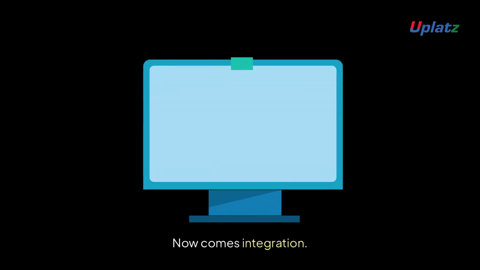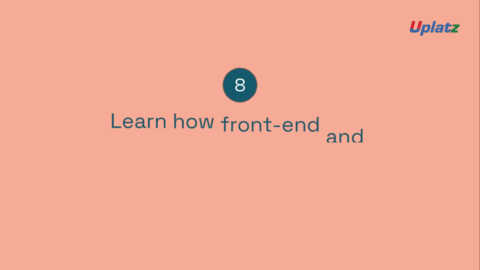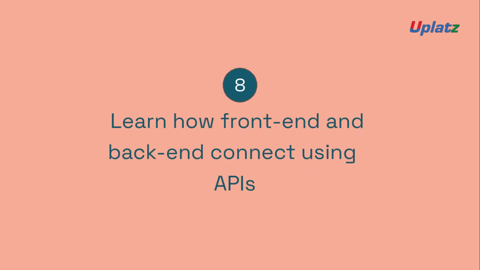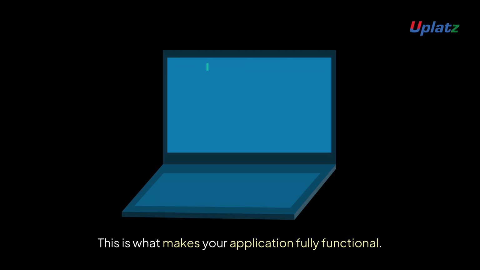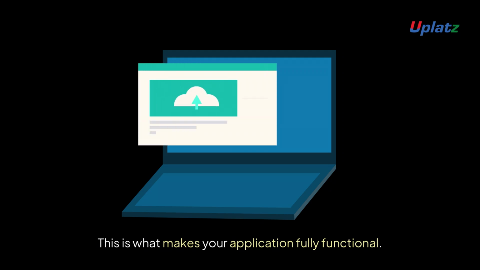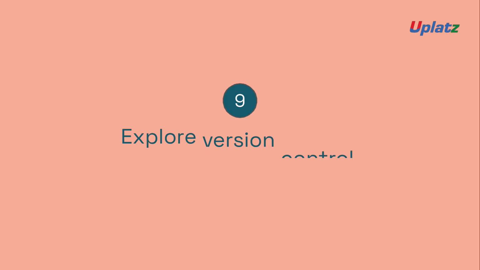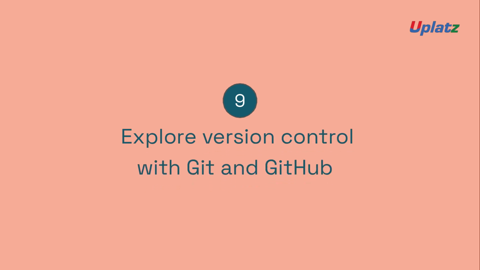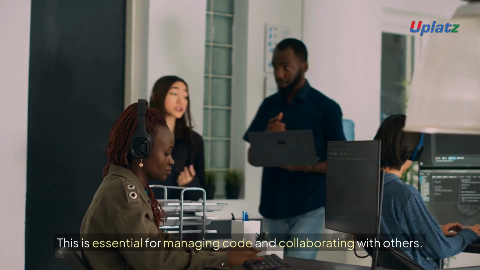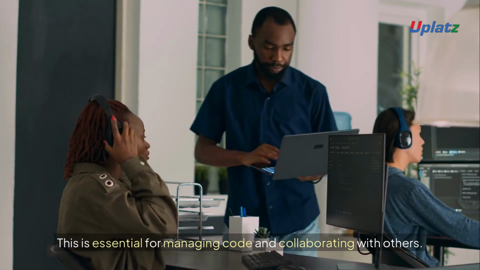Now comes integration. Learn how front-end and back-end connect using APIs. This is what makes your application fully functional. As you grow, explore version control with Git and GitHub. This is essential for managing code and collaborating with others.